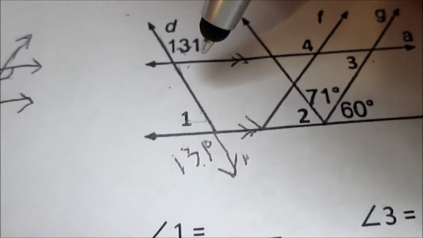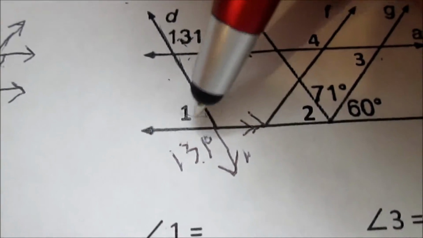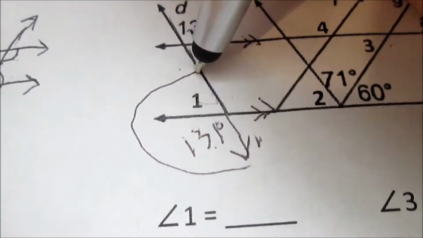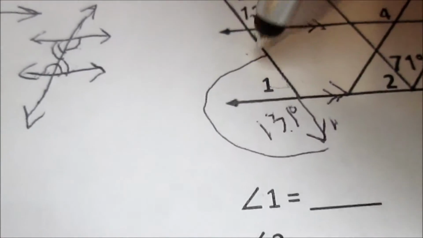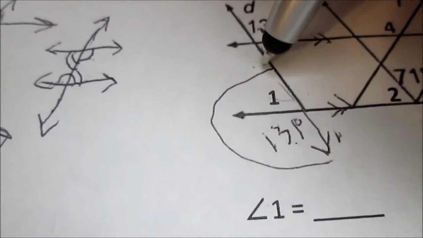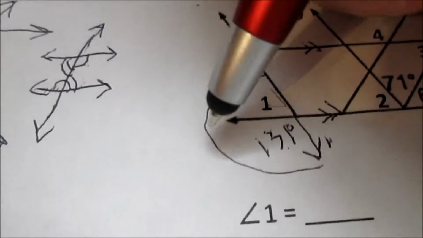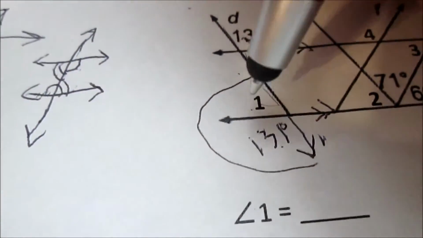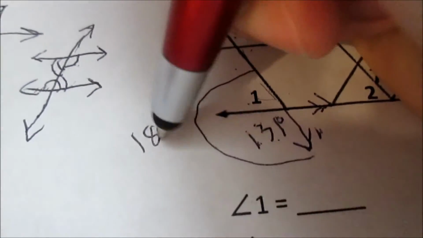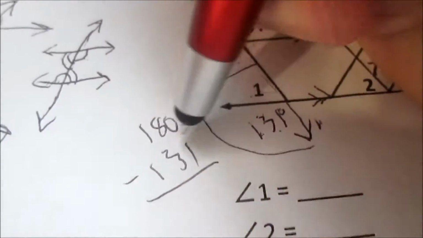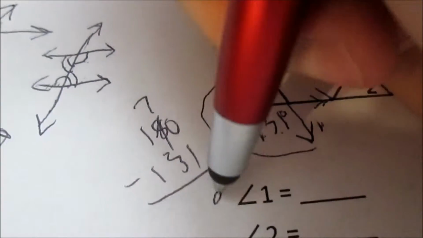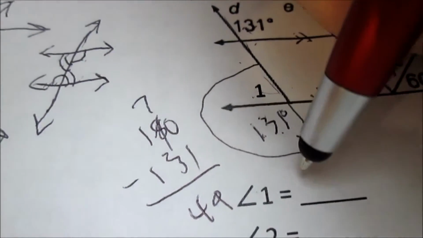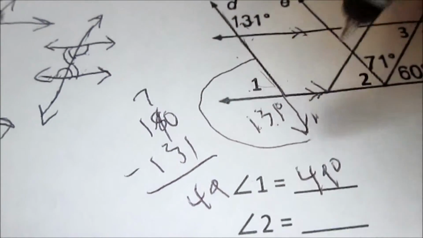They're both 131 degrees. Once I know that, I can find 1, because these two angles make a linear pair, they're on the same line, they are supplementary, they're equal to 180 together. That means to find 1, I have to subtract 131 from 180. And that will give me 49 degrees. Angle 1 is 49 degrees.